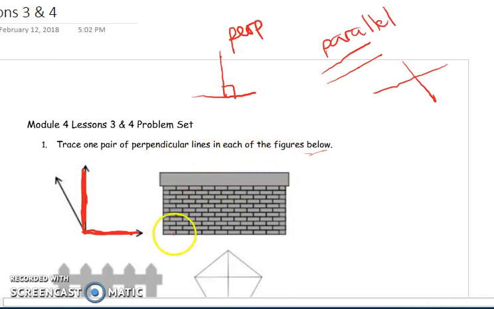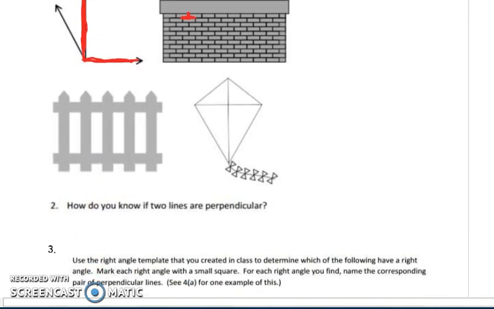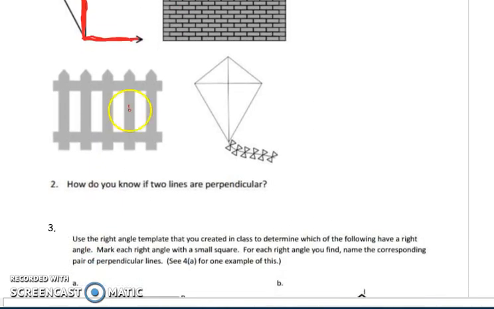Well, I see a ton of T's and L's. Any one of these bricks where they crisscross, that makes an upside down T. So you could put any of those. Alright, I'm going to scroll down here to the fence. I can see an L right here where this fence crosses this fence. That's perpendicular. I can see a perpendicular line right here in the middle of the kite.